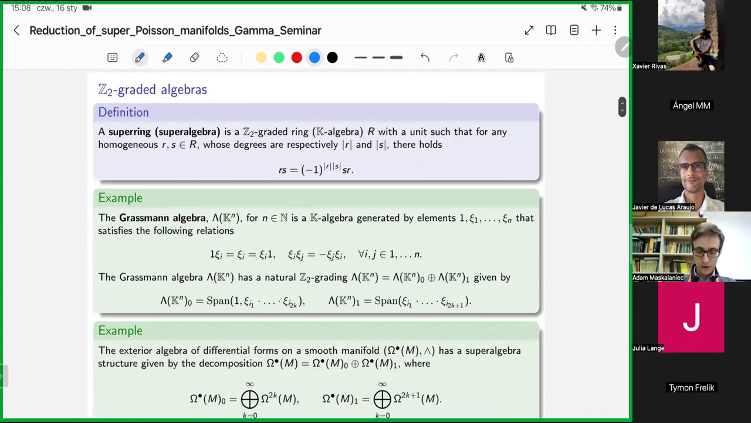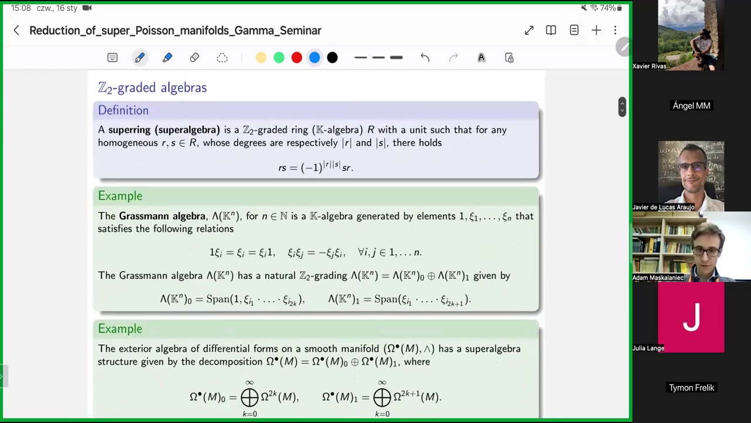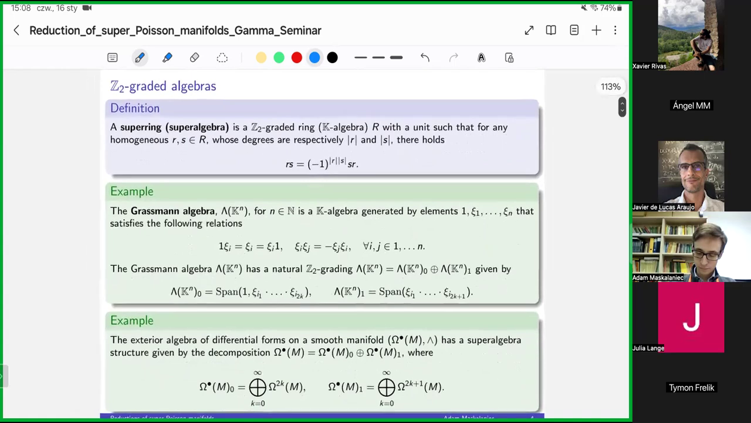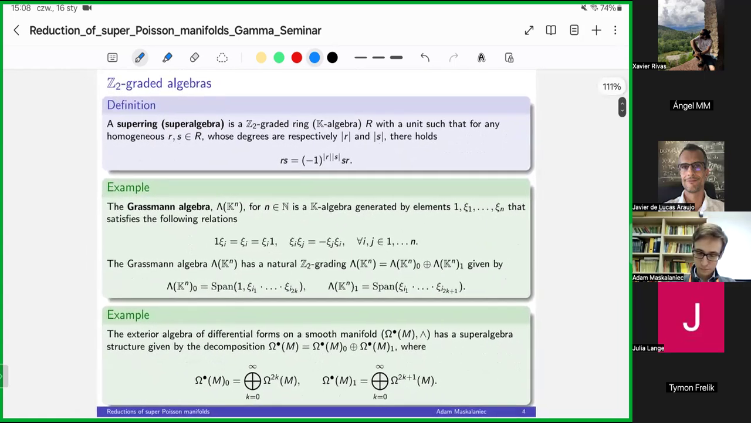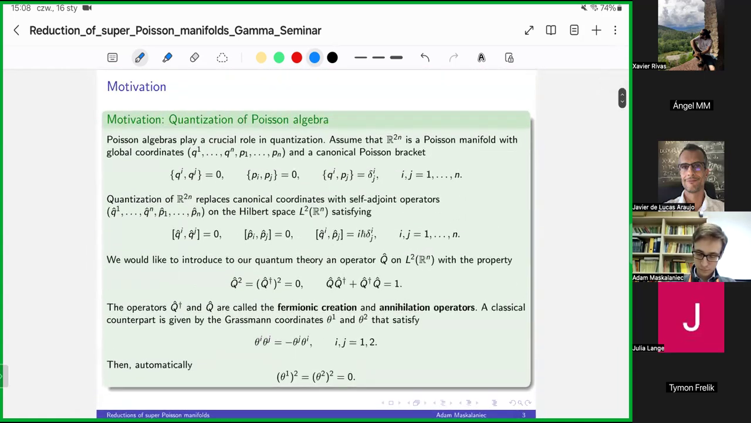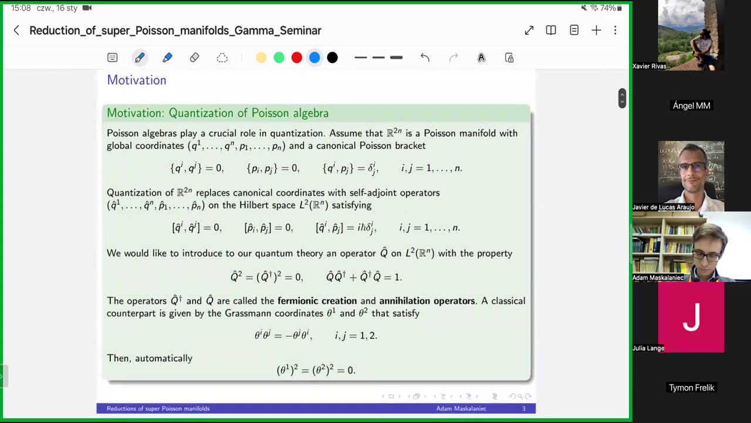Sorry, Adam. Okay. Adam? Yes. Could you talk a little bit more about the operators Q and Q adjoint? Do you know anything else about them? What do you want from them? Or how to generalize this relation? How to generalize what? Because I didn't hear you. If you know anything about the fermionic creation and annihilation operators, what do you want to do with them physically? And if there is some kind of generalization of this construction?